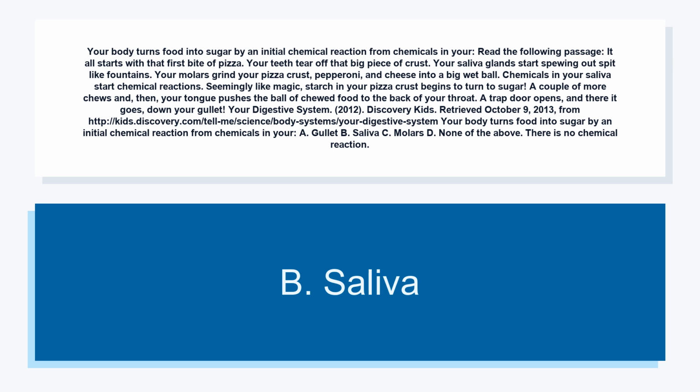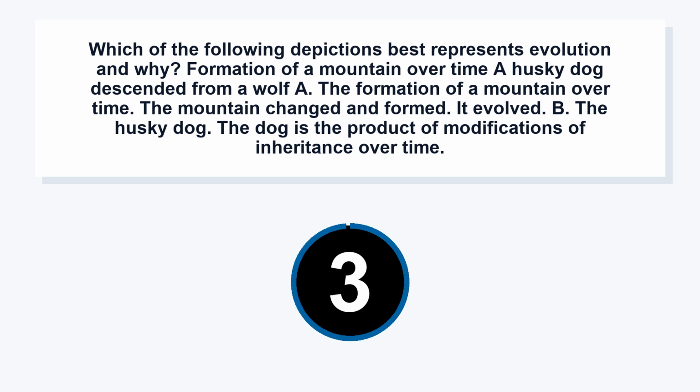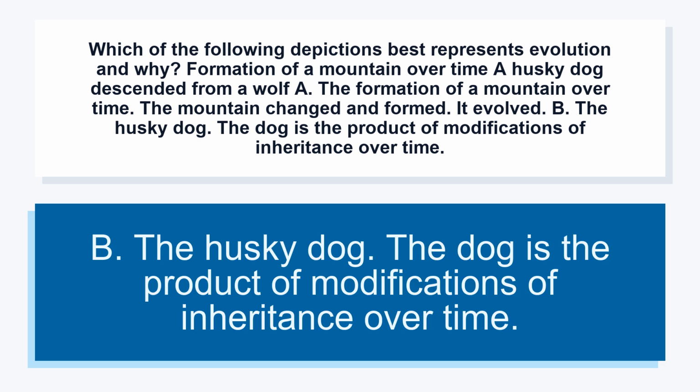Which of the following depictions best represents evolution and why? Formation of a mountain over time. A husky dog descended from a wolf. A. The formation of a mountain over time. The mountain changed and formed. It evolved. B. The husky dog. The dog is the product of modifications of inheritance over time. B. The husky dog. The dog is the product of modifications of inheritance over time.